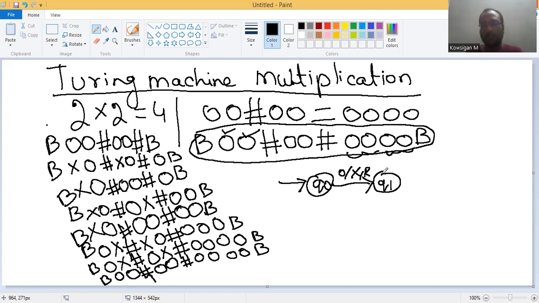So if you are having many zeros, just perform the transitions. The input cannot be changed. So 0 will remain as it is, and we keep going to the right hand side. Then after reaching the hash, hash will be mentioned as hash and move to the right hand side. So this will be state Q2.